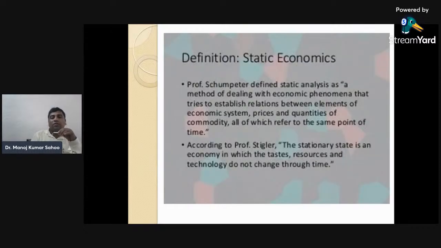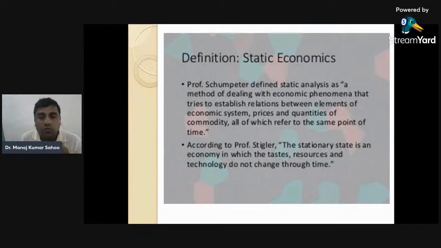Now, what are the definitions we use for static economics and dynamic economics? Basically, Professor Schumpeter defined static analysis as a method of dealing with economic phenomena that tries to establish relations between elements of an economic system, economic prices, and quantities of a commodity, all of which refer to the same point of time. So static always talks about a particular point of time.